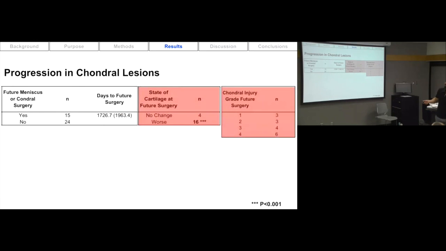Looking at the progression in chondral lesions. So now this is a time point where the skiers have gone off, and now we're looking at these future operative reports to see how these articular cartilage injuries have progressed.